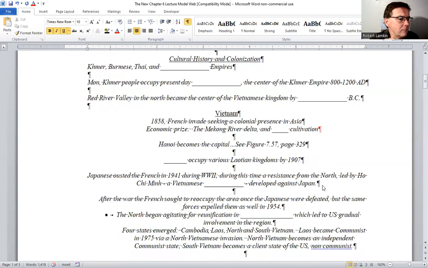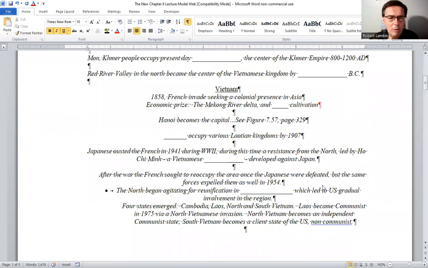Vietnam, let's look at Vietnam. I'm going to look at Vietnam in a couple of parts here. Part one, part two we'll get to a little later. Vietnam, 1858, right? In 1858, the French invade, seeking a colonial presence in Asia. The economic prize: the Mekong River Delta, and along with that, just tons of rice cultivation. On pages 330 and 331, you can get a better capsule look at this as an inset map there.